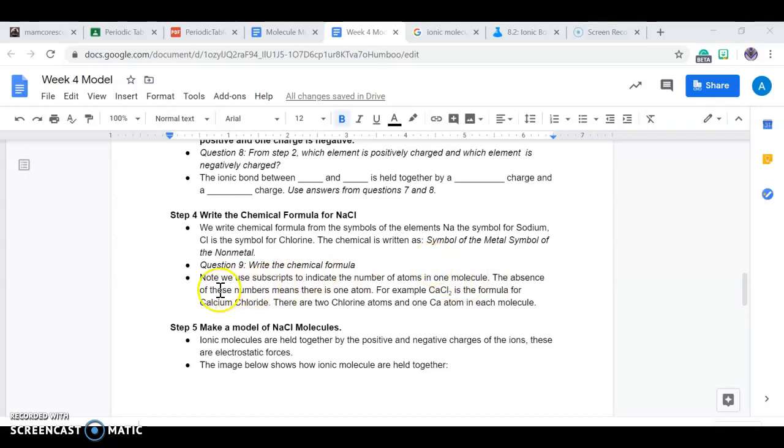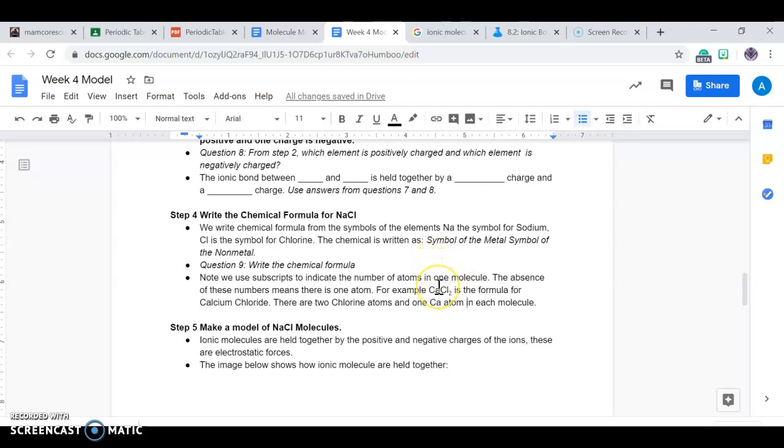So I just wrote this note about it in general. If we have the absence of numbers, like these little subscripts, like right here, that little 2, it's implied to be 1. So in NaCl, there's one sodium atom and there's one chlorine atom in that molecule. These little numbers mean different things for different types of molecules. In the case of my ionic molecule, they have to do with balancing out the charge.